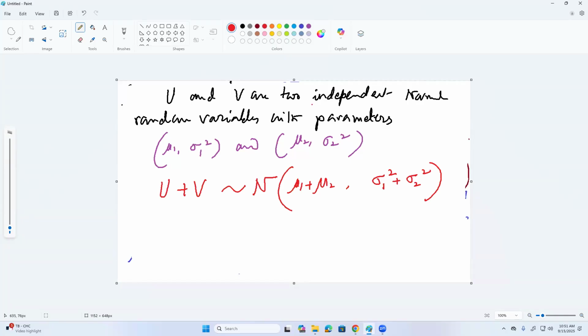Very important thing: u and v must be independent, and both are normal random variables, then it follows a normal. This is called the additivity property of the normal distribution. Some other distributions also follow additivity properties, such as Poisson and gamma, but not every distribution.